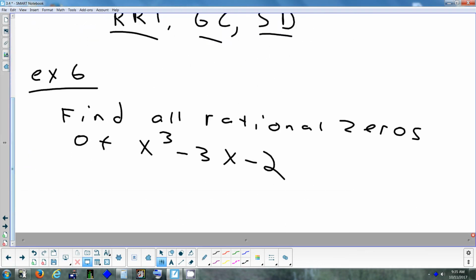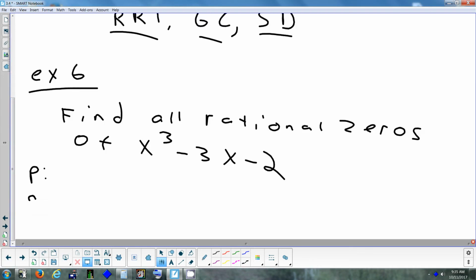Okay, so let's make our list for P and Q. So P, all the factors of the constant. Tanya, what are all the factors of the constant here? 1, 2. 1 and 2. That's it. It's going to be a pretty short list. Plus or minus 1, plus or minus 2.